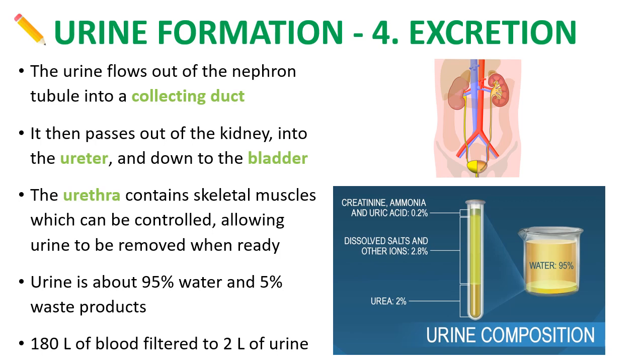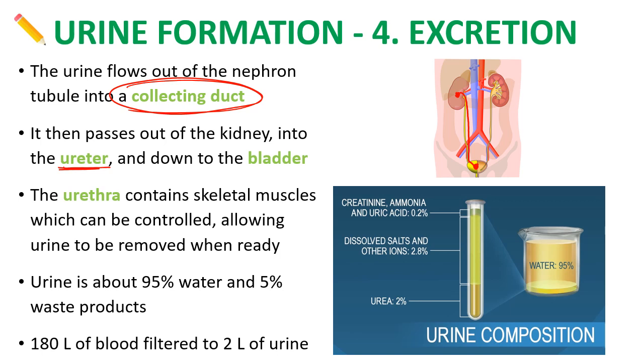All right, so we have basically finished the filtering and making the urine. Step 4 is excretion, which is essentially just getting rid of the urine. So the nephron's finished its job, and the urine flows out of the nephron tubule into the collecting duct, which is the long tube on the side of the nephrons. Then the urine passes out of the kidney into the ureter, and then down the ureter into the bladder. So we've gone from the kidney, down the ureter, into the bladder.